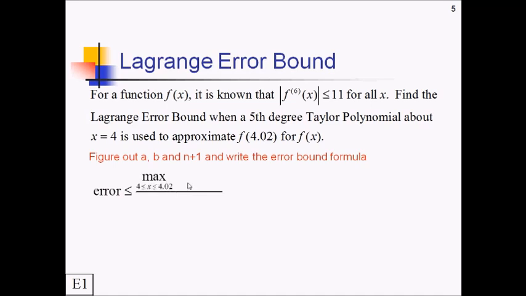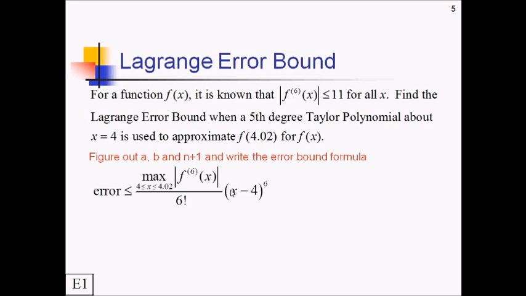And which derivative do I need? Well, if I have the fifth degree Taylor polynomial, again, Lagrange is kind of based off of this idea of having the next term. So that means we need the sixth derivative. And we also need six factorial. And over here, we still need x minus 4 to the sixth power. And again, since it's an even exponent, I don't need the absolute value.